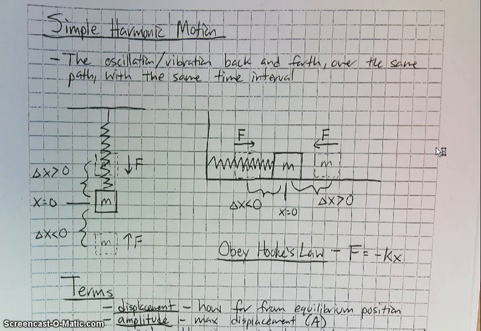All right, so we're going to talk a little bit here about simple harmonic motion. The very first thing up at the top there gives you the basic definition: simply the oscillation or vibration back and forth over the same path with the same time interval. A pendulum is an example of simple harmonic motion, or say the mass on the end of a spring could be simple harmonic motion. So I've got a couple pictures drawn here.